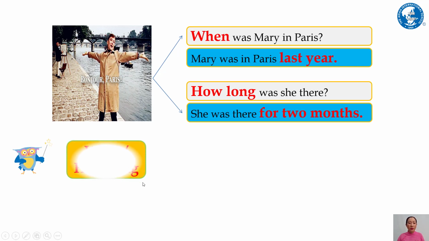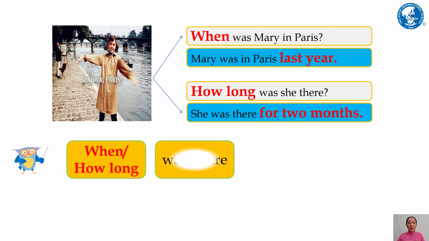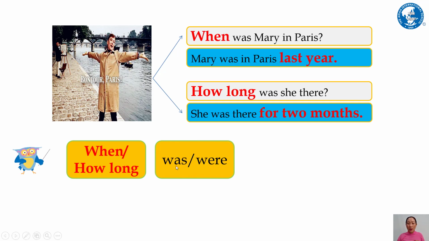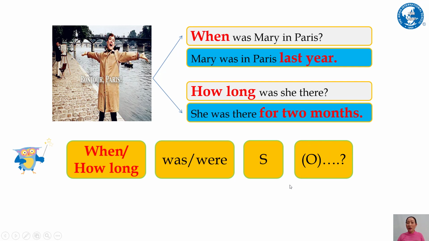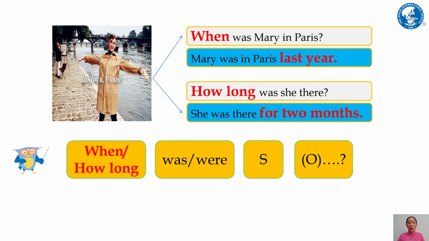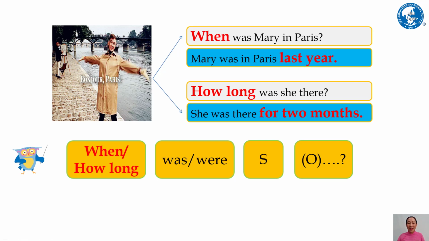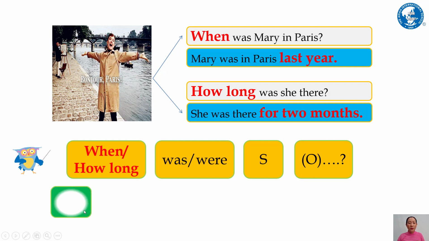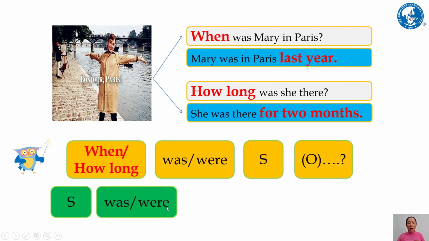Remember it. And the structure is to be: was, were. When or how long, was or were. And after was or were, we use subject and an object. Sometimes we use an object and sometimes we don't. And the question mark. So easy? Yes. Okay, so how about the answer? Subject, was or were.